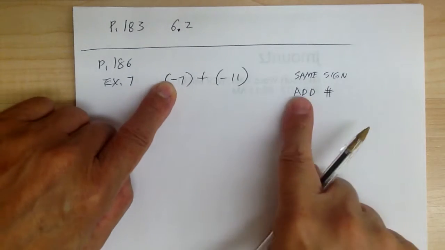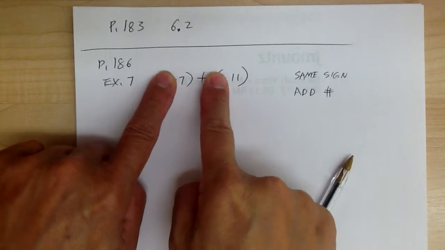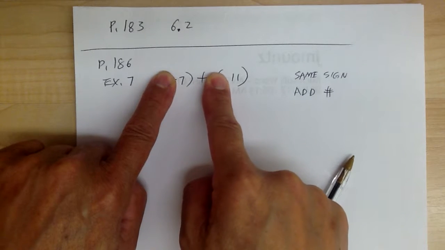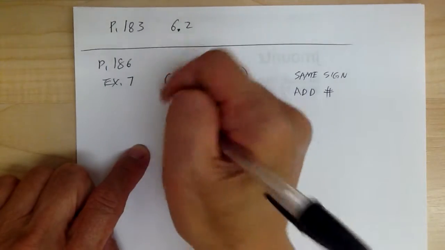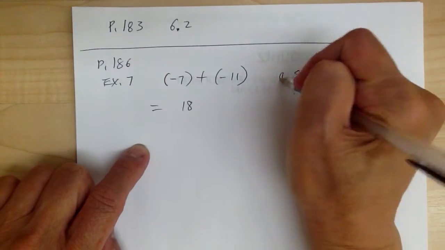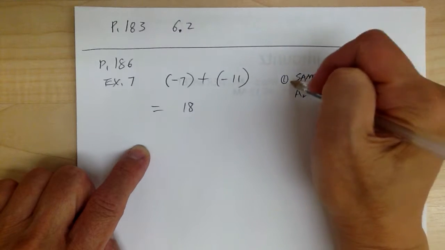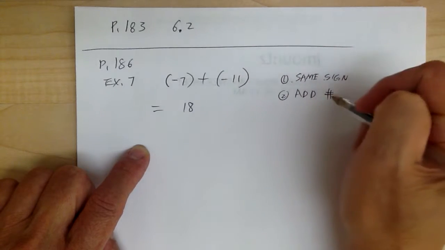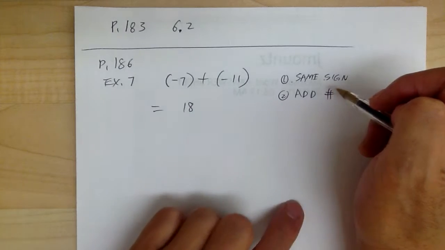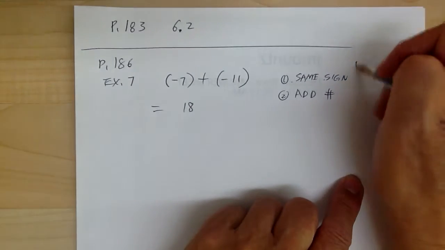So don't look at the sign when you're ready to add, you just look at the numbers. So you've got 7 and 11. So you add, and you're going to get 18. Okay? So first, look for the sign. So first check the sign. It's the same sign. Therefore, step 2, you have to add. If it is the opposite sign, you have to subtract the numbers.